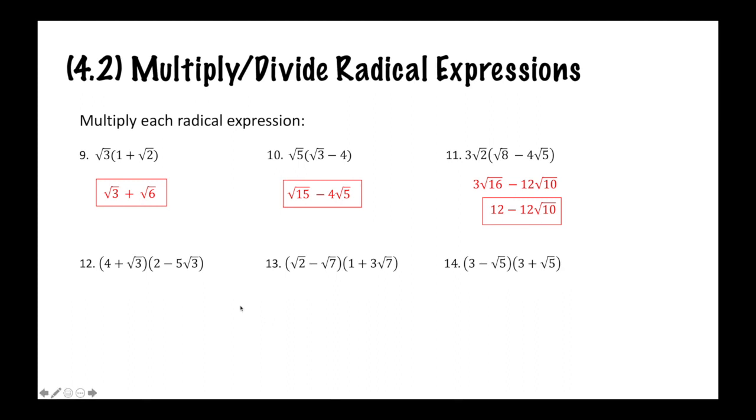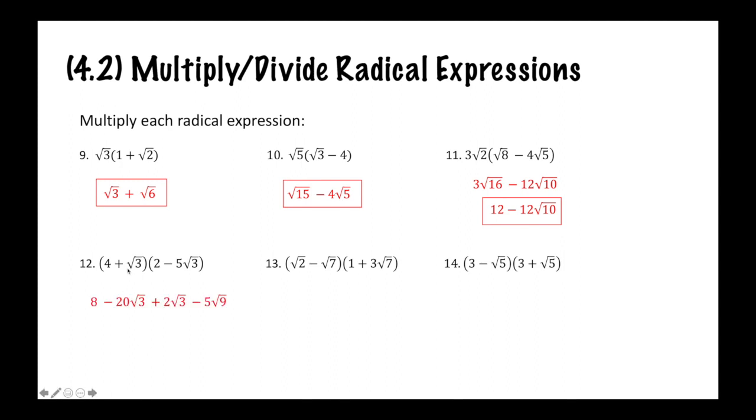Now for 12, in this case, I've got a binomial, 2 terms, times another binomial, 2 terms. And so with this, we need to multiply the first, the outside, the inner, and the last. Now, some of you might choose to set this up using the area model, which is when we set up boxes. Others are going to choose the double distribute method. Whichever way you do that is fine.